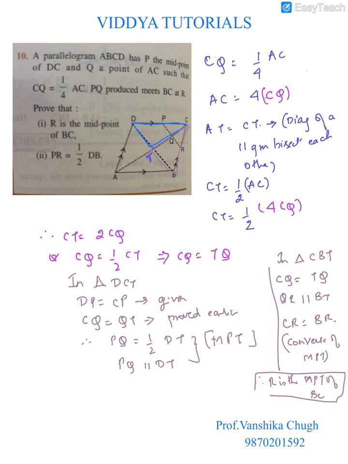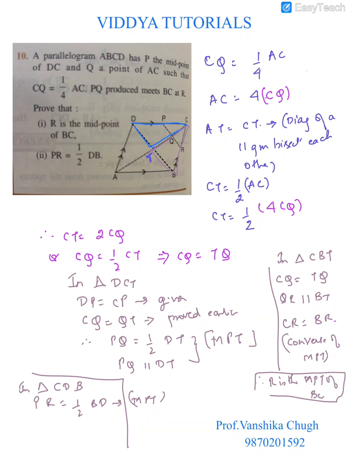Now once I have proved R as the midpoint of BC, in triangle CDB, my final proving, P and R are midpoints, so PR will become half of BD by midpoint theorem. I know that P is the midpoint, it's given to me, and I just proved R is the midpoint. So therefore PR is the line joining the midpoints. So by midpoint theorem, PR becomes half of BD.